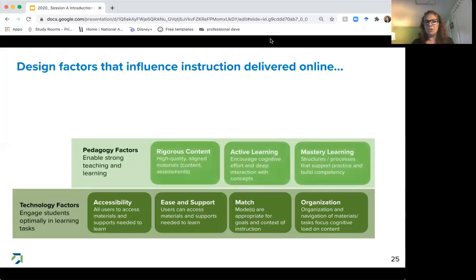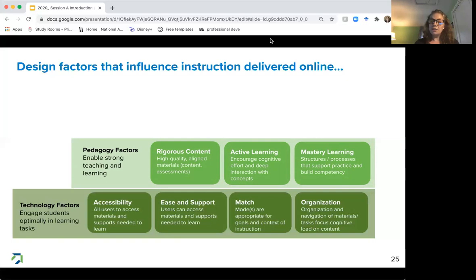Next up, pedagogy. So the things that enable strong teaching and learning anywhere, but are particularly important in remote environments. The first is rigorous content. Are we engaging students in the content that they need to be engaged in based on their grade level and learning needs and high expectations for all? That means the materials, that include the online materials, the analog materials, as well as related assessments and tools we might use in either a core or supplementary fashion.